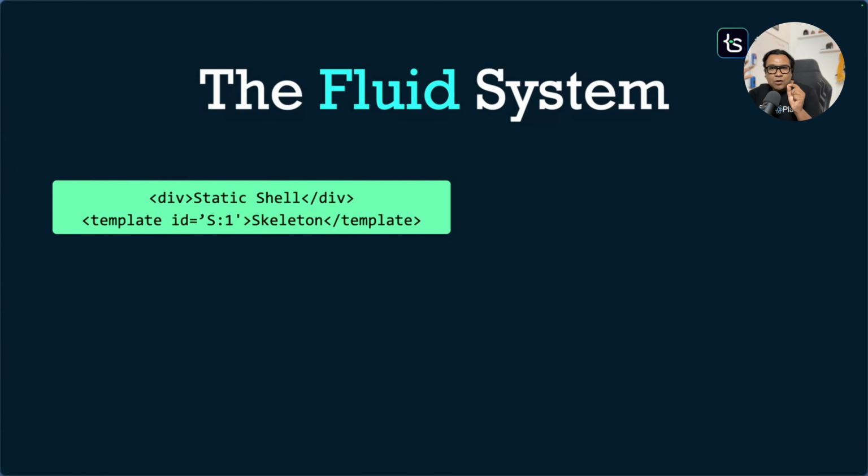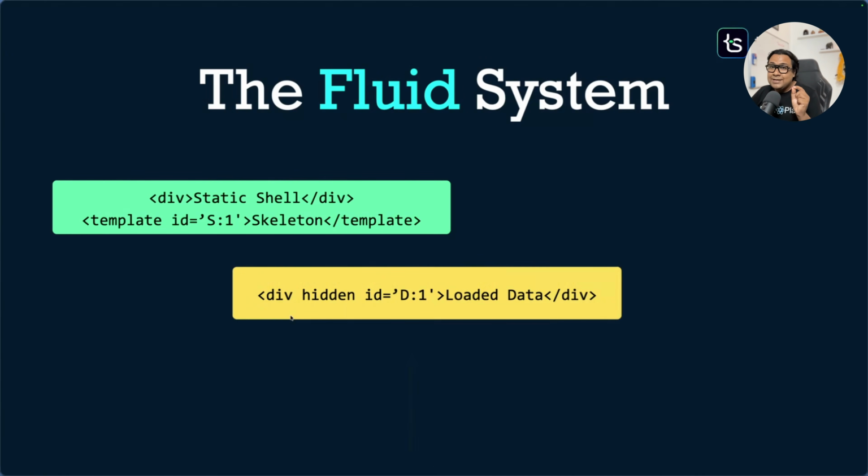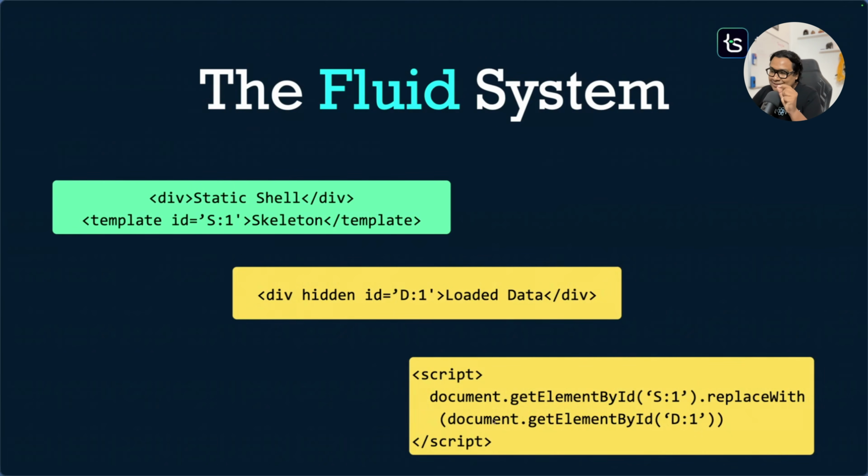When the async data resolves on the server side, the server doesn't send just the raw HTML. It also sends a script tag. Now look into what this script tag carries. The script tag carries logic to replace the content of this template's ID S1, the skeleton, with the content of the HTML that it is sending. So document.getElementById gives you this skeleton, which is replaced with document.getElementById of D1, that is the loaded data. So your template data inside the Suspense gets replaced with the actual data that you get from the server after the async call happens.